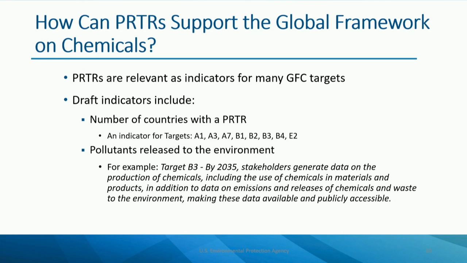And so to sum up, PRTRs are relevant as indicators for many of the global framework targets. Draft indicators include the number of countries with a PRTR as an indicator for the targets listed here, as well as pollutants released to the environment. For example, target B3 states that by 2035, stakeholders generate data on the production of chemicals, including the use of chemicals in materials and products, in addition to data on emissions and releases of chemicals and waste to the environment, making these data available and publicly accessible. Which really could not be more tailored to PRTR if it tried.